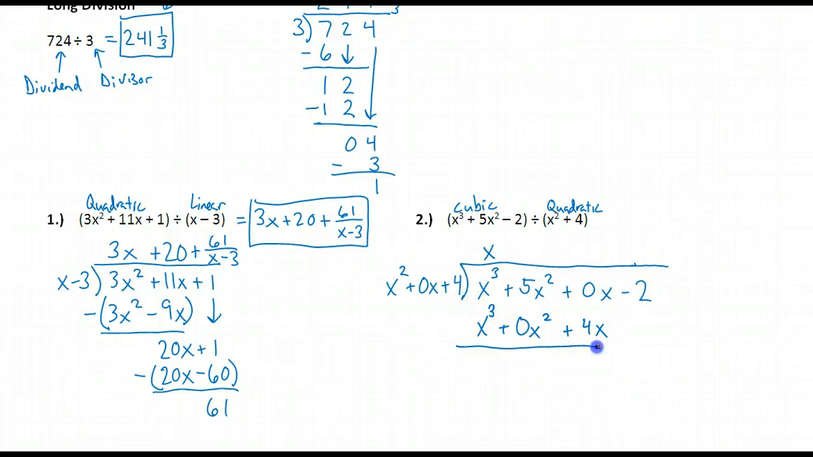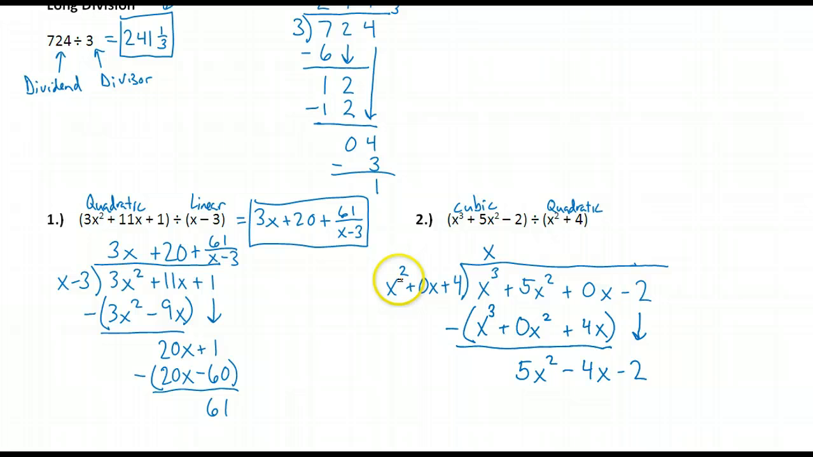And I'm going to subtract that entire polynomial, so I'm going to put it in parentheses. Now the reason we have placeholders is so that our subtraction lines up. X cubed minus x cubed gives me 0. 5x squared minus 0x squared gives me 5x squared. 0x minus 4x gives me negative 4x. Drop down the negative 2.